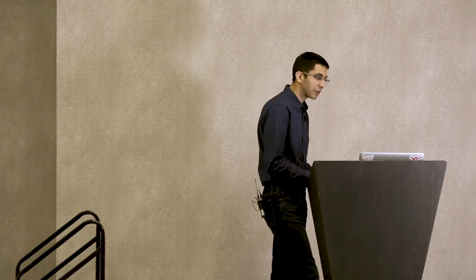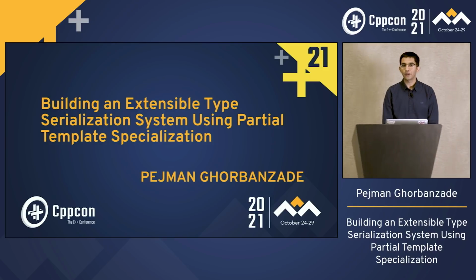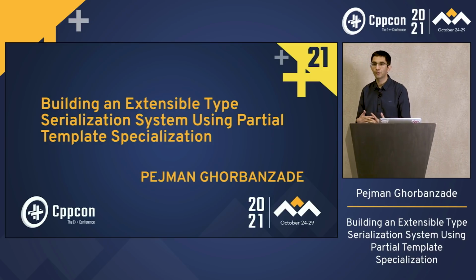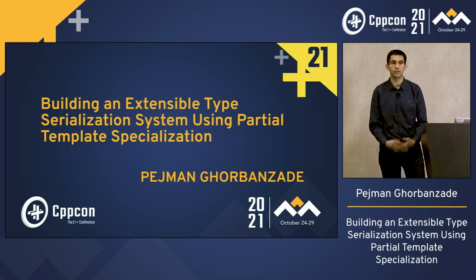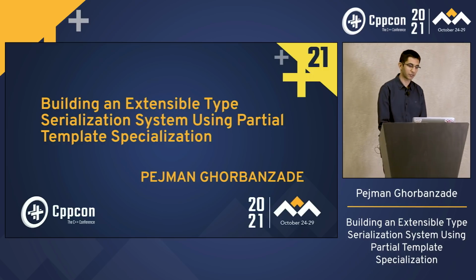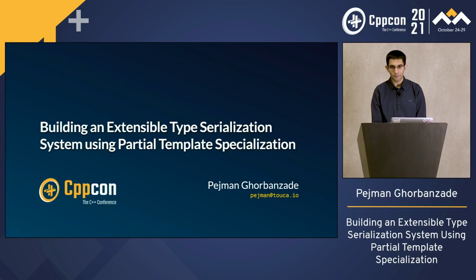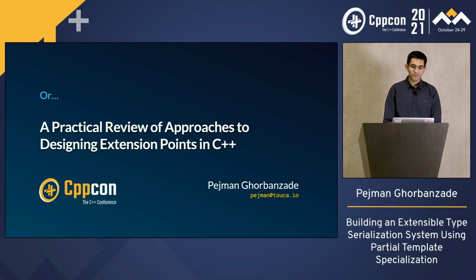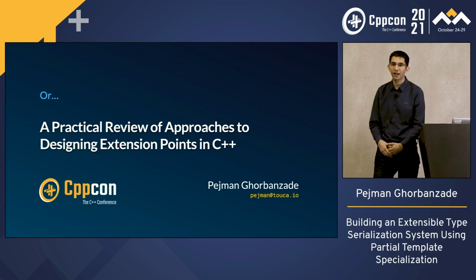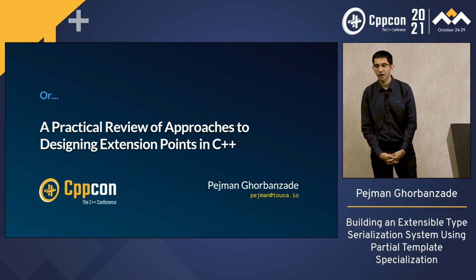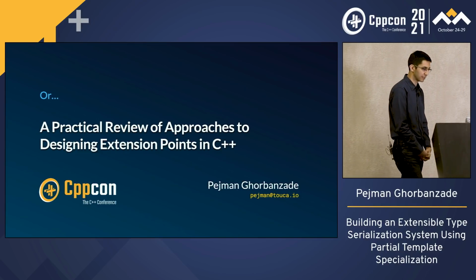The title of my talk is about building an extensible type serialization system using partial template specialization. When I started preparing for this talk, I realized that it would be doing an injustice to the new features of the language if I just covered partial template specialization. So I decided to prepare this talk in a way that would cover all the approaches that we have for designing extension points in C++.